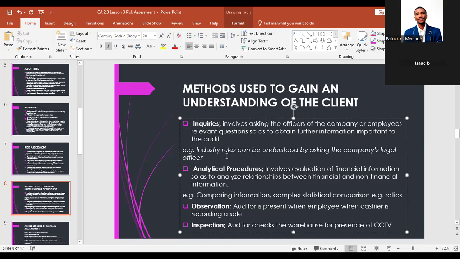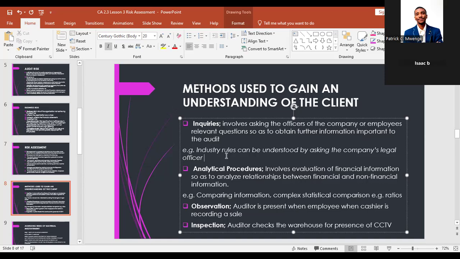So for instance, we're trying to understand the laws and regulations that surround that particular company. How do we know that? We can go to the legal officer, we can go to the lawyer and ask them, "Madam Lawyer, what are the rules and regulations which govern your particular industry in your company? Are there any pending litigations? Have you made any payments in relation to any lawsuit that you've received?" So just asking around.